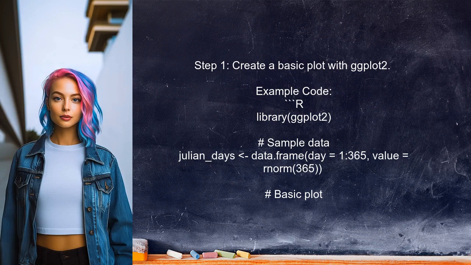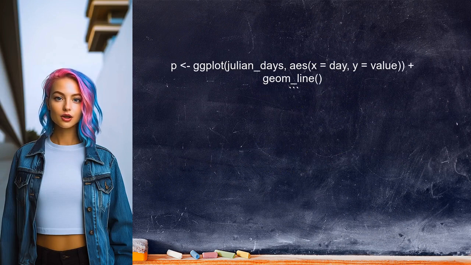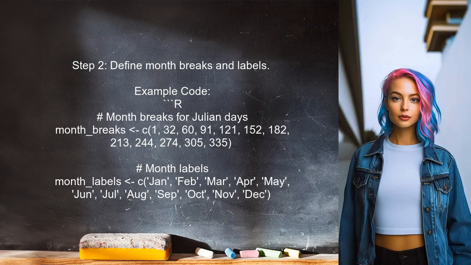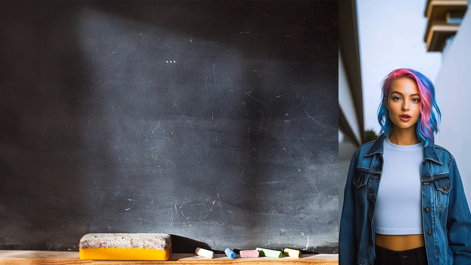To begin, the user needs to create a basic plot using ggplot2. This will serve as the foundation for adding month labels to the Julian Day X-axis. Next, the user should define the month breaks and labels. This involves creating a vector of Julian days that correspond to the start of each month.